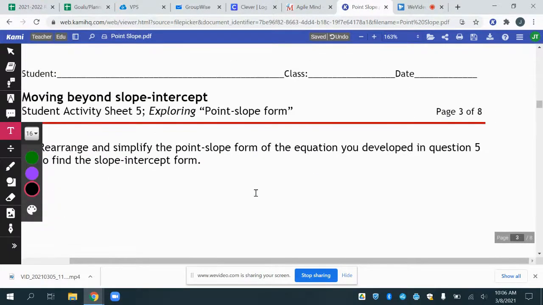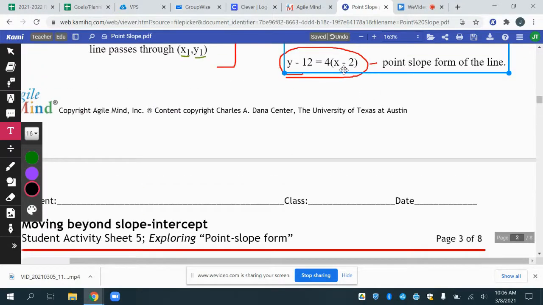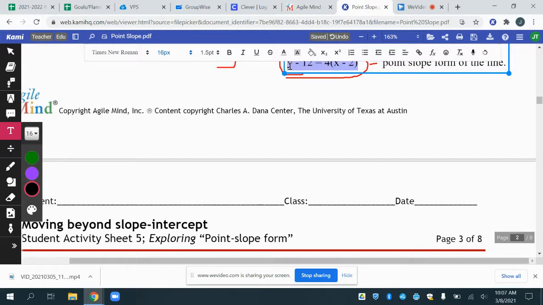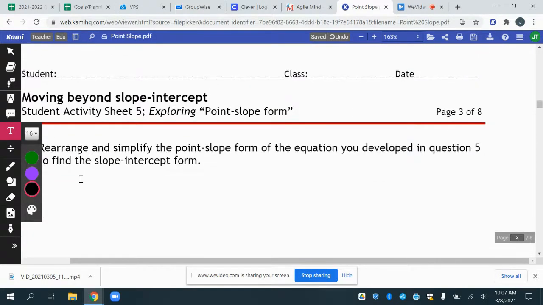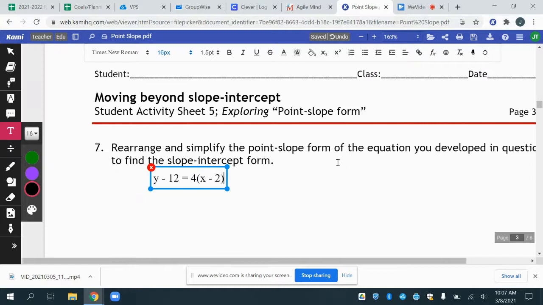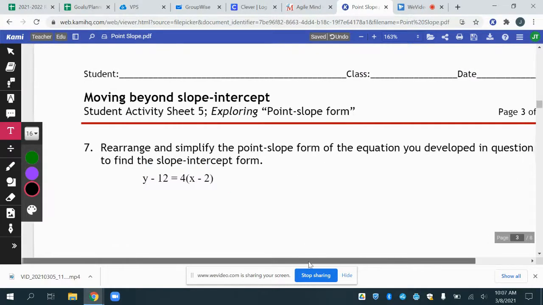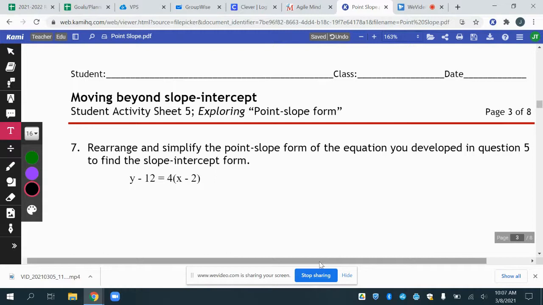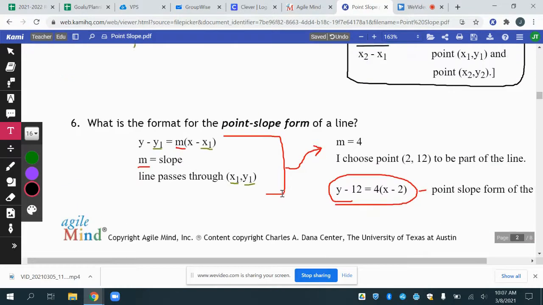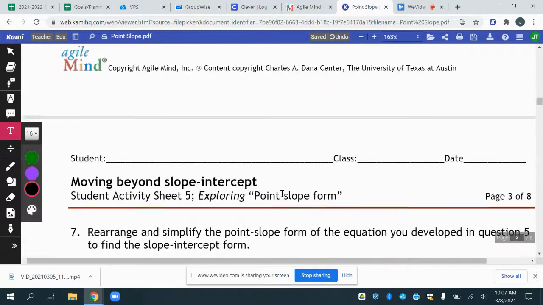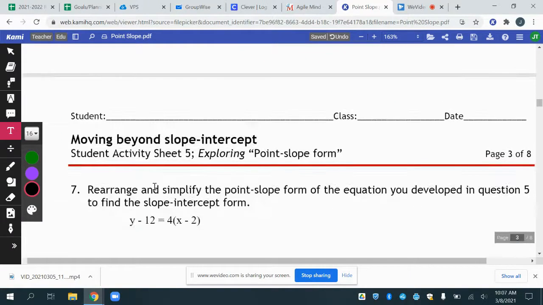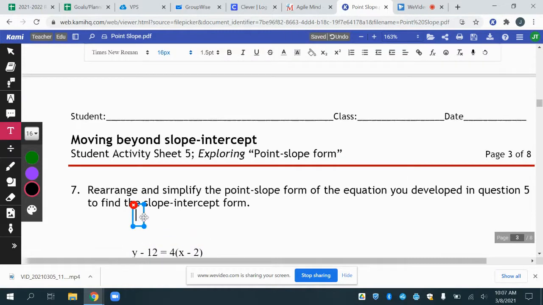So let's do that. Now we're going to take that and deal with it a little bit more. Let me highlight it, Control C, and I won't have to print it again. Now it says rearrange and simplify this point slope form from the work that you developed in question 5 to find slope intercept form. So we found point slope form. It's right here, and we're going to turn it from one to the other. So what does that look like? Just so you understand what we're talking about.